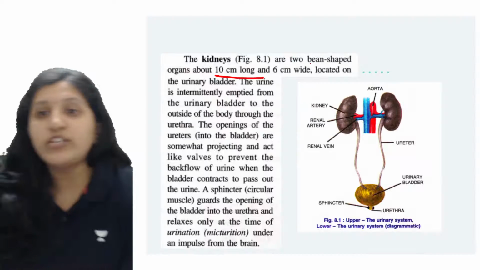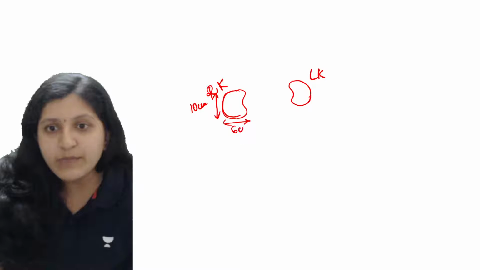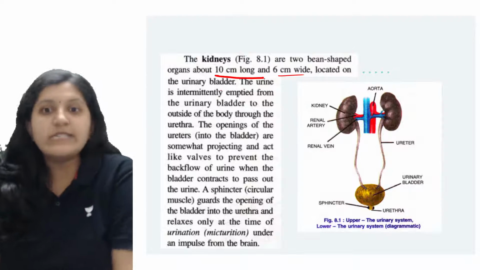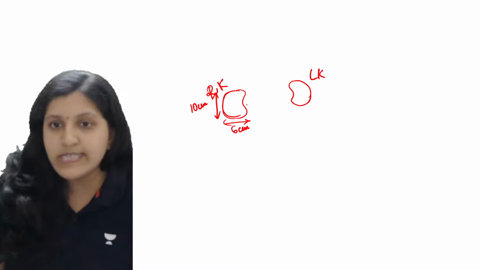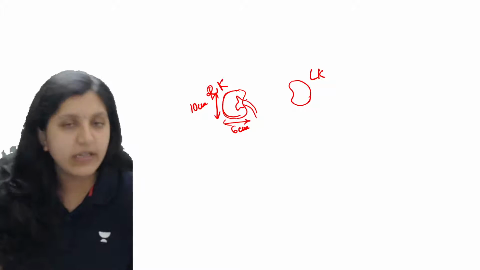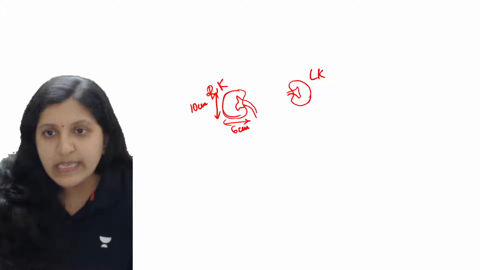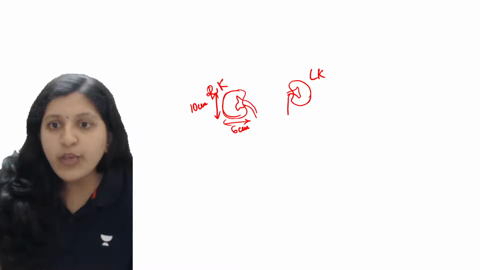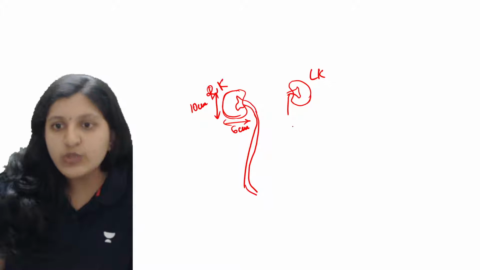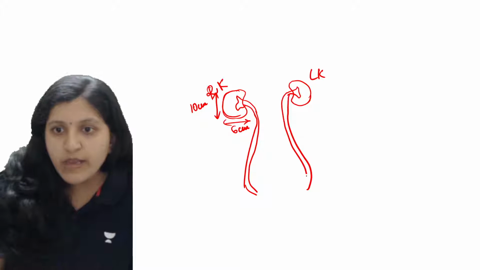And what else is mentioned? It is about 6 centimeters wide. Then the kidneys are connected to the urinary bladder. Here the ureter comes, and the expanded end of the ureter is a pelvis region, where the ureter comes down and projects into the urinary bladder.